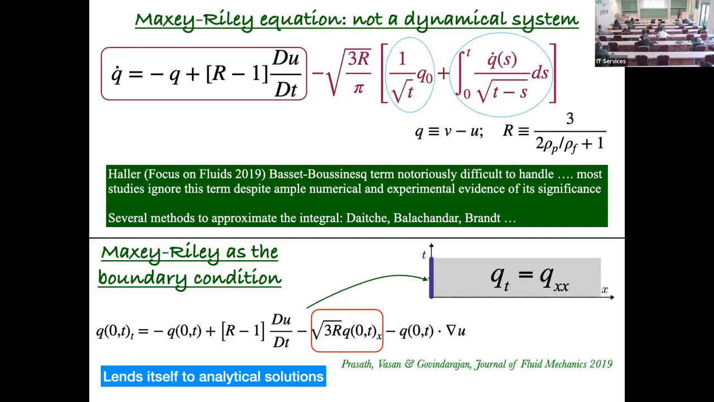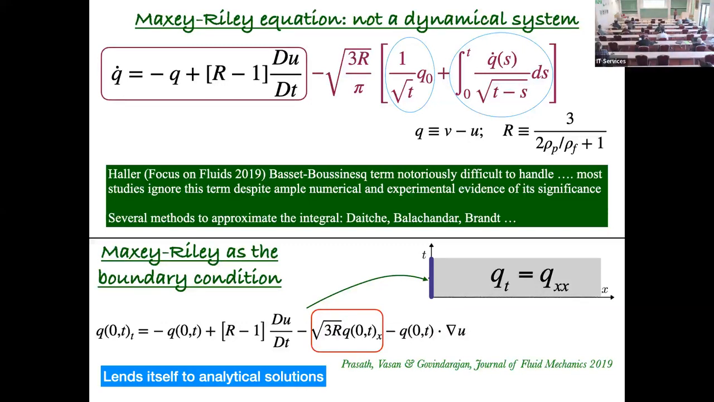This can be derived quite nicely by considering a body starting impulsively. You can actually do this derivation, it's fun. This is just to remind you, the capital R is a measure of the density ratio that we have. So this is the Maxey-Riley equation. It is not a dynamical system. We have a very nice way of solving for this, and here's where I boast a bit about it.